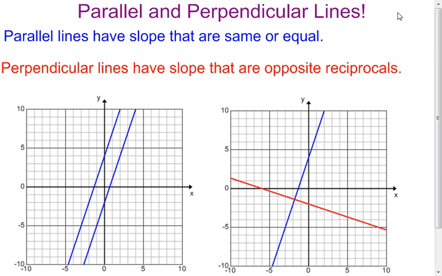In this lesson we will again be looking at parallel and perpendicular lines. This time we're going to focus specifically on lines that are horizontal and vertical. We learned in the last lesson, of course, that parallel lines have the same slope, or slopes that are equal to each other, and perpendicular lines have slopes that are opposite reciprocals of each other.